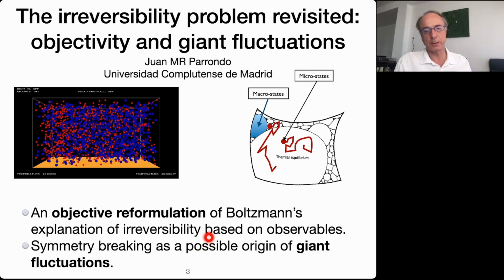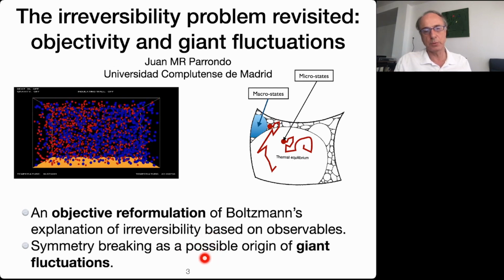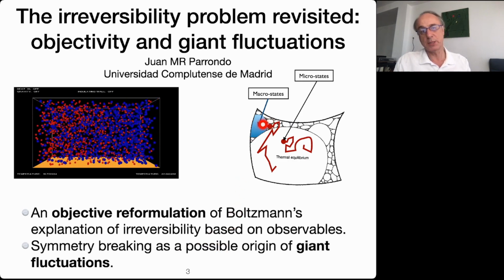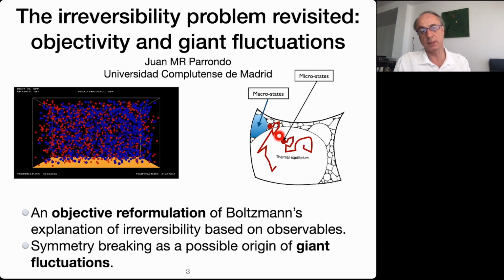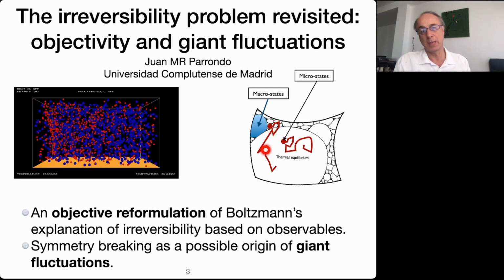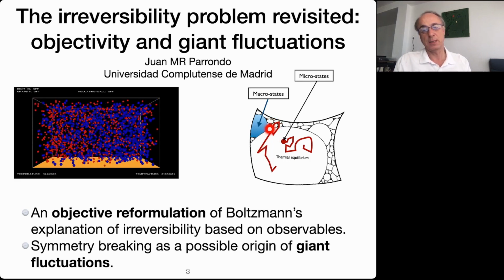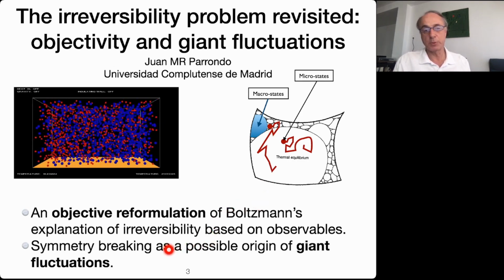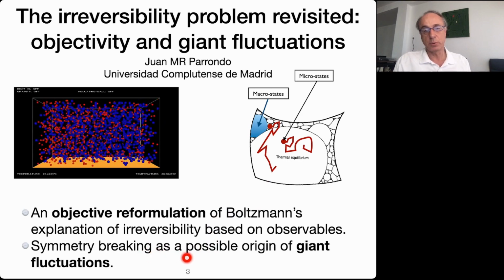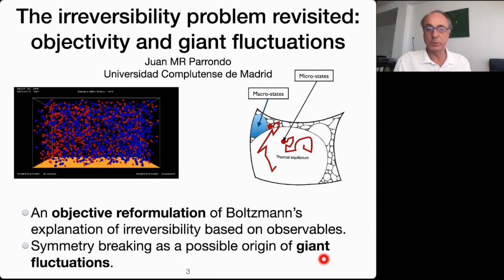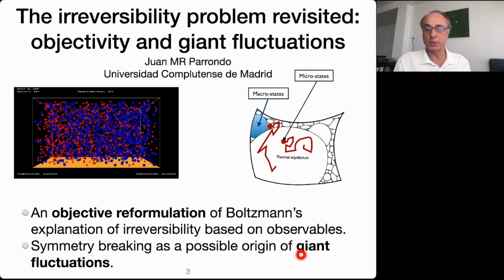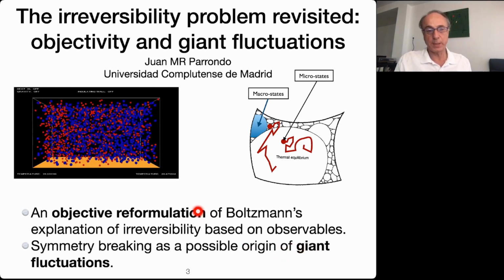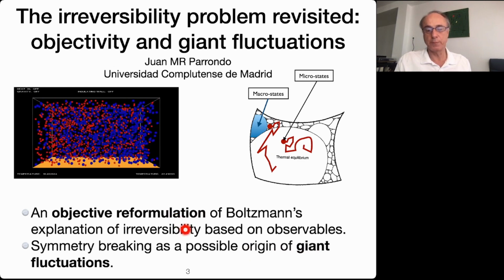And in the second part of this video, I will show you that one of the problems of Boltzmann's explanation is also the initial condition: how can we achieve an initial condition which is completely impossible to observe in a spontaneous way? And I will show you a mechanism to create giant fluctuations in physical systems. So let's go first to the first part, which is an objective reformulation of Boltzmann's explanation.